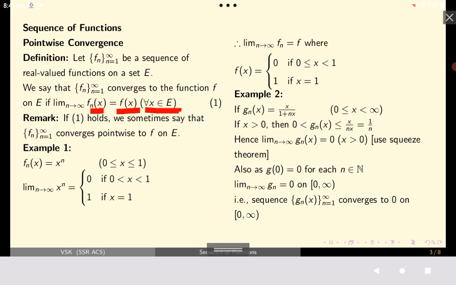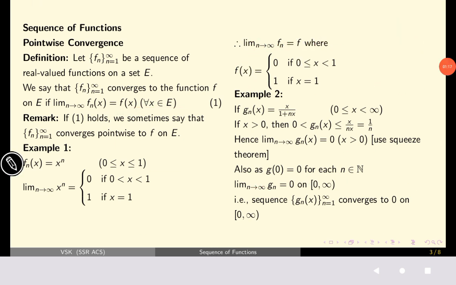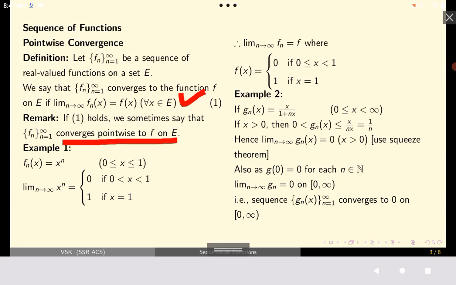As we know, a sequence of real numbers, if it converges, converges to a real number. A sequence of complex numbers converges to a complex number. Similarly, if the sequence of functions fn(x) converges, then it converges to some function. Here we are denoting it by f(x). So remark: if this holds, then we sometimes say that the sequence of functions fn converges pointwise to f on E.